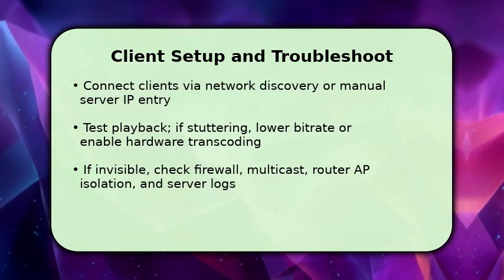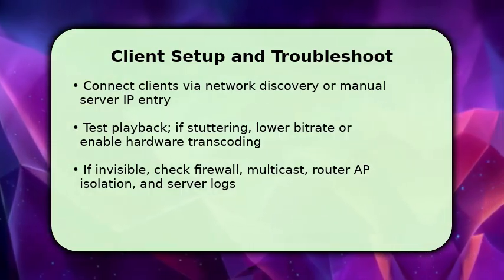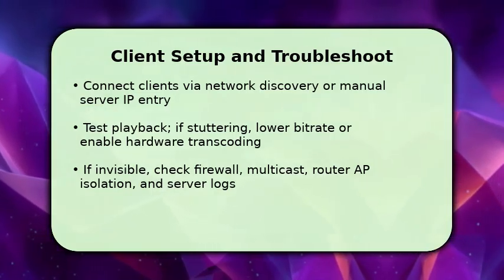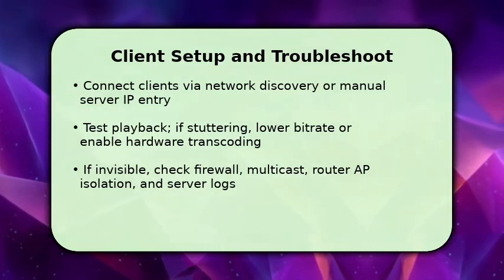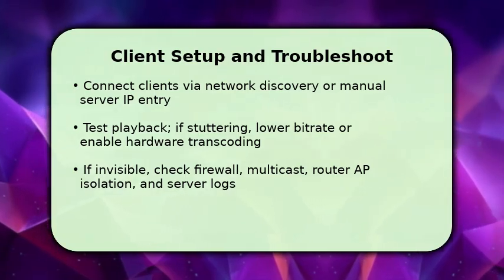transcoding on the server. If clients cannot see the server, check the host firewall, ensure multicast is allowed, and disable AP/client isolation on Wi-Fi. Finally, consult server logs to pinpoint permission errors or codec failures, and iterate until stable.